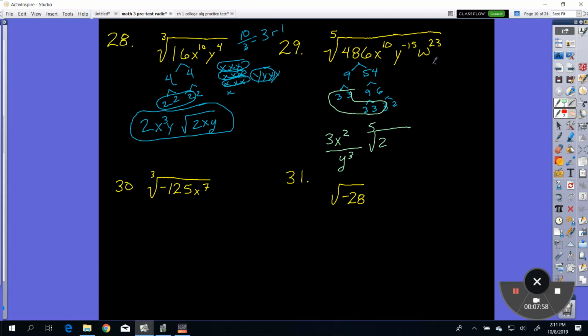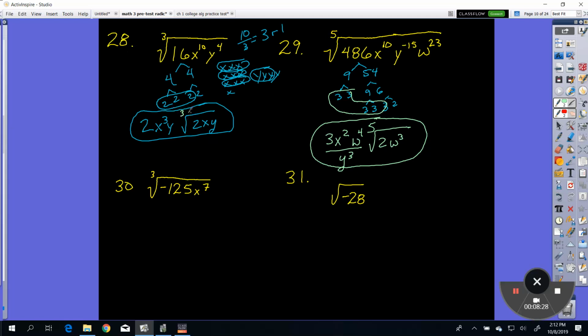And out of 23, how many groups of 5 can I make out of 23? So I can make 4 whole groups. 4 times 5 is 20. And so that leaves 3 left that hang out on the inside. And so that's my answer. So we carry the 5 down to tell us it's a 5th root. So on 28, I should have carried this 3 down to make sure we understand it's still a cube root.